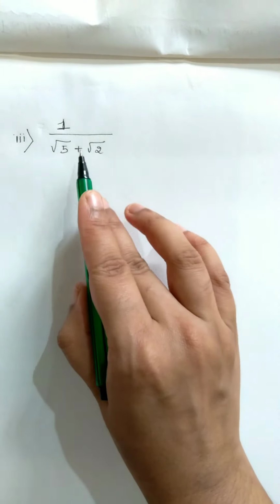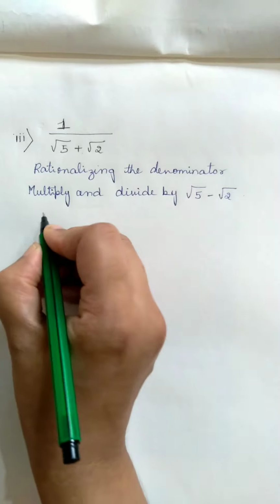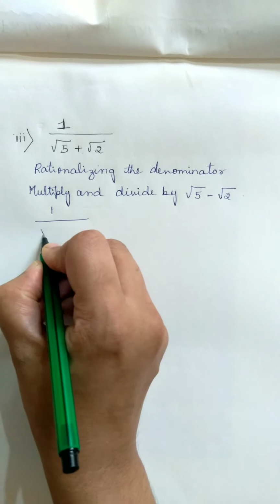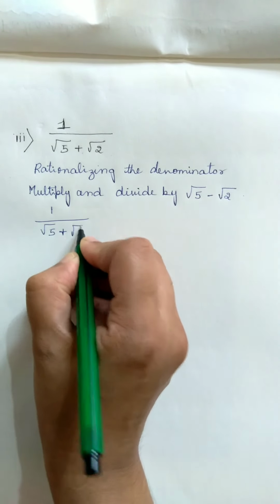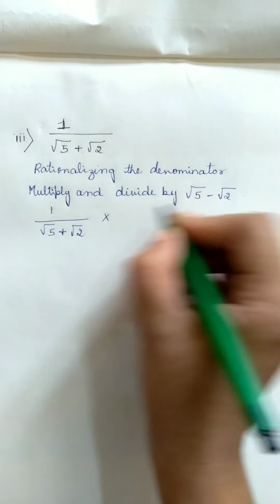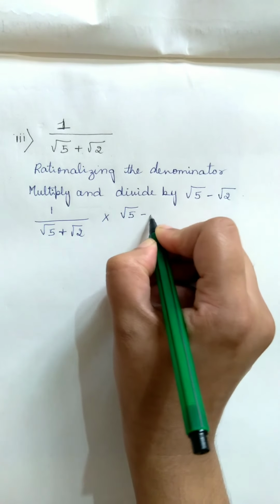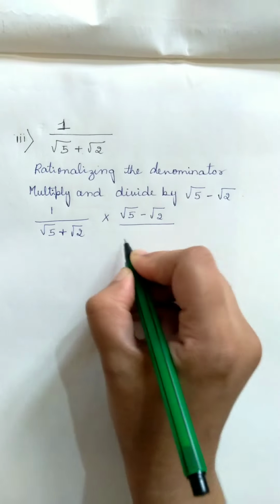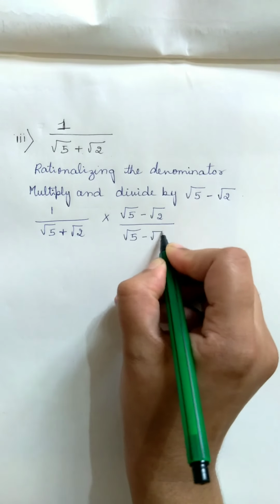Consider the third problem. We have 1 by root 5 plus root 2. Therefore, when we rationalize the denominator, multiply and divide the numerator and denominator by root 5 minus root 2. So, the method in the next step will be 1 by root 5 plus root 2 into root 5 minus root 2 by root 5 minus root 2.